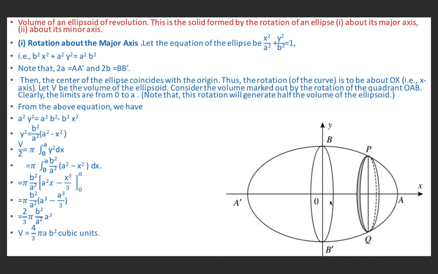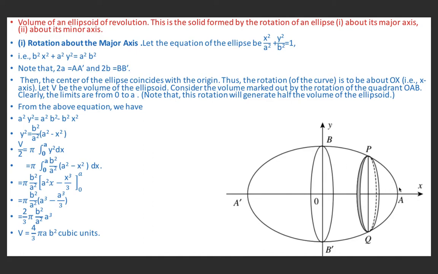OAB. Clearly in this case the limits are from 0 to a, because this point is (0, 0), and a is the length of the semi-major axis. So the limits are from 0 to a. When we rotate the portion of the first quadrant, we get only the half volume of the ellipsoid.